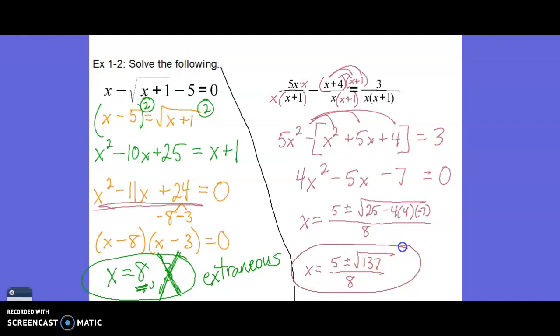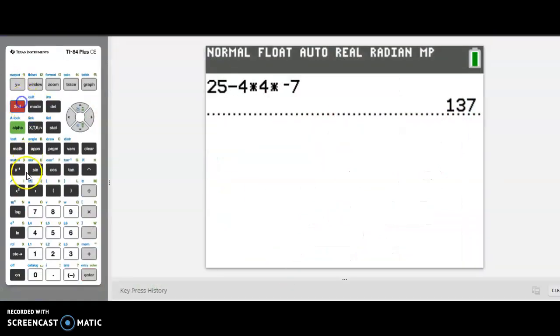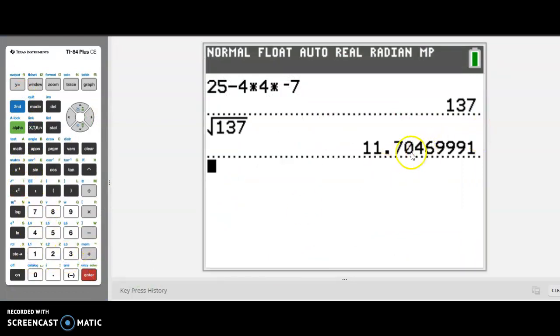Now this one you don't actually have to check for extraneous because at no point did I square both sides. I guess I should check for extraneous because we cannot divide by 0. It's been a while since we've talked about that. But neither 0 or negative 1 occur in these two answers, because the square root of 137 is not a rational number. I don't know what the square root of 137 is. I know it's smaller than 12. There we go. Something like that.